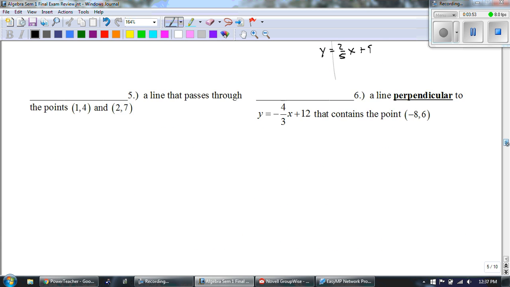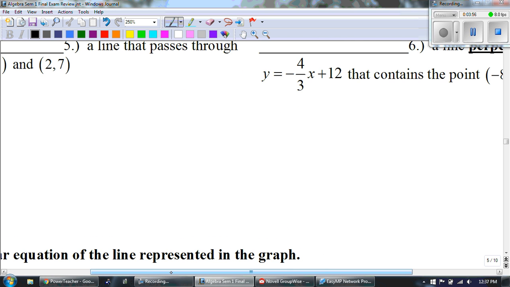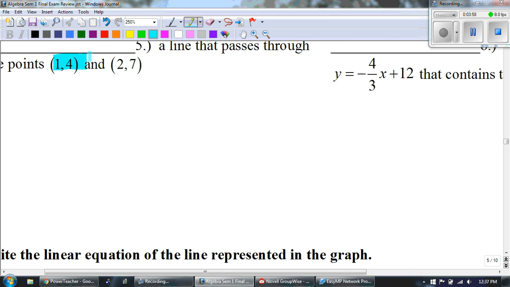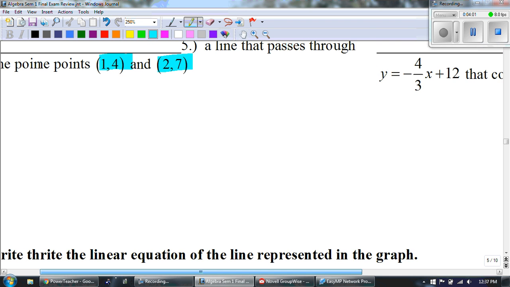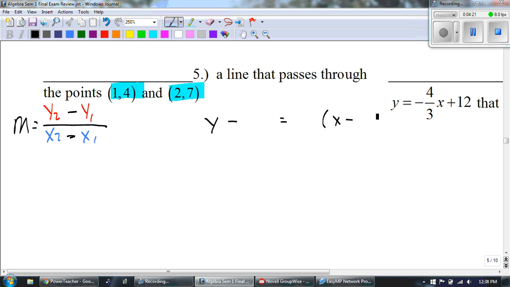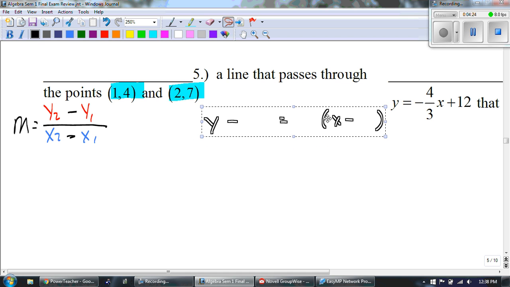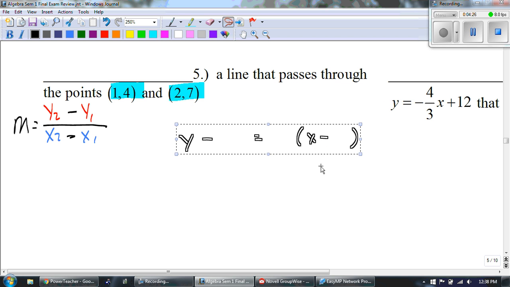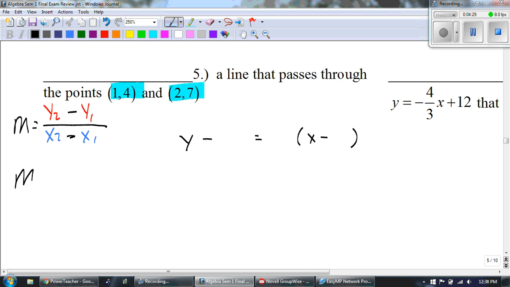All right. Number 5, I'm going to zoom in a little bit. All they gave me were 2 points. So I don't even have the slope. If I don't have the slope, I need to find the slope, which we talked about before, the y2 minus y1 over x2 minus x1. So first I have to find the slope, and then I can plug into point slope. Okay, so let's go ahead and find our slope.